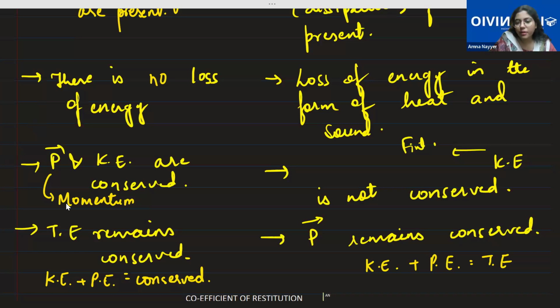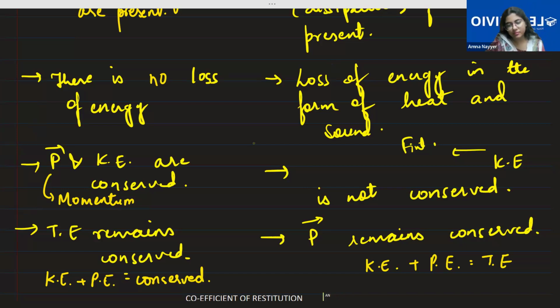Okay, coming to the next topic, coefficient of restitution. Sanidhi, do you remember coefficient of restitution? Anything? Yeah, Sanidhi, tell me something.